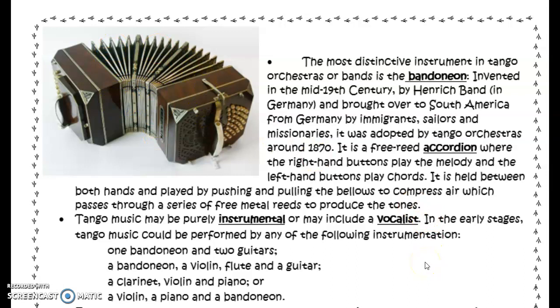The most distinctive instrument in the tango orchestras or bands is the bandoneon. It was invented in the mid-19th century by Heinrich Brandt in Germany and brought over to South America from Germany by immigrants, sailors, and missionaries. It was adopted by the tango orchestras around 1870. It's a free reed accordion where the right-hand buttons play the melody and the left-hand buttons play the chords. It is held between both hands.